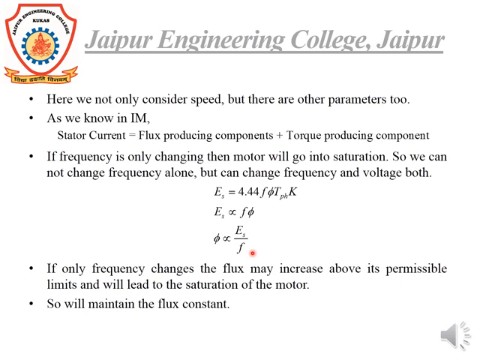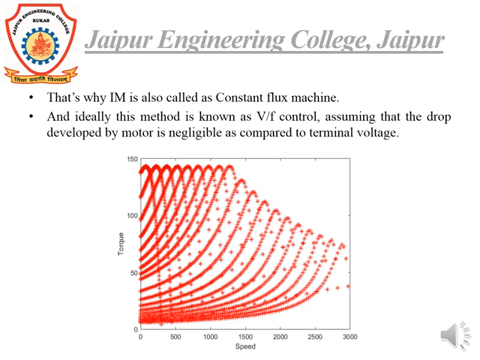If only frequency changes, the flux may increase above its permissible limit and will lead to saturation of the motor. So we will maintain the flux constant. That's why this method is also known as the constant flux method, and the induction motor is also known as a constant flux machine. Ideally this method is known as V by F, assuming that the drop developed in the motor is negligible as compared to the terminal voltage. So Es can be replaced by V, and that's why this method is called V by F.